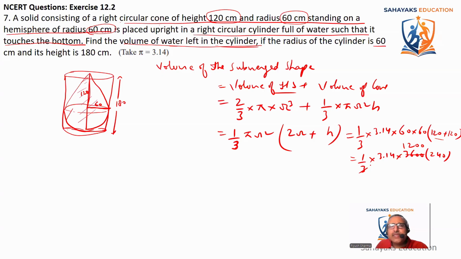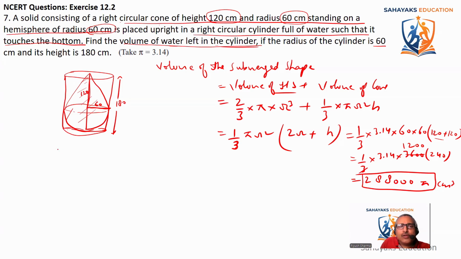I have taken everything in centimeter, right? Okay, everything is in centimeter. So let's find out, or we'll keep it like this. It comes as 1200 into 240. So it comes out to be 288,000 pi centimeter cube. So this is the volume of the shape. Now we need to subtract this from the volume of the cylinder.